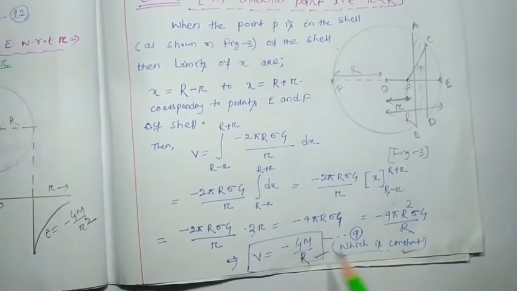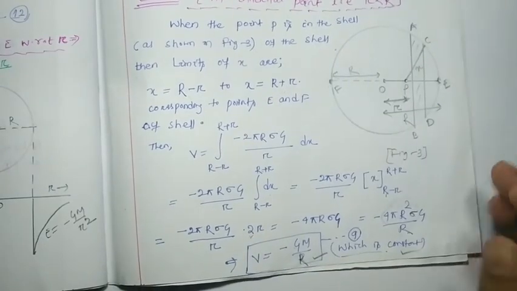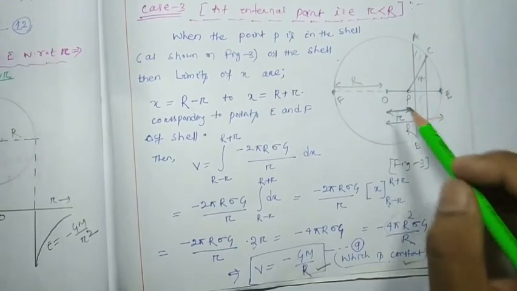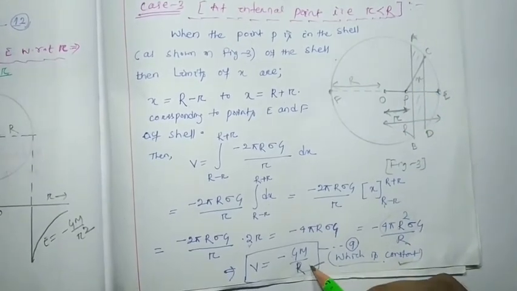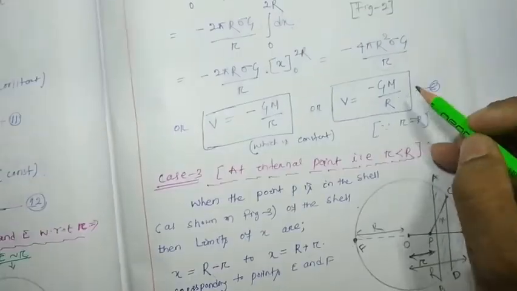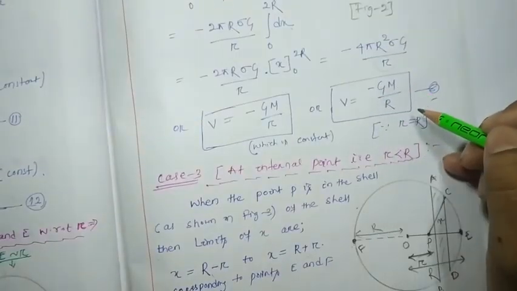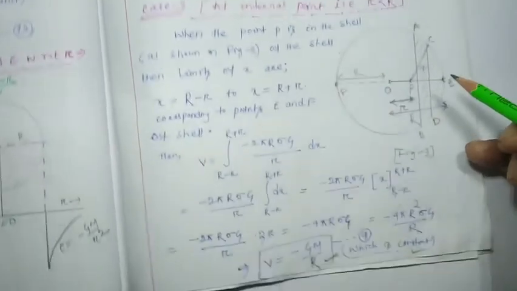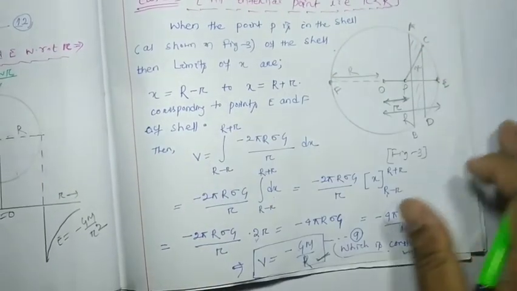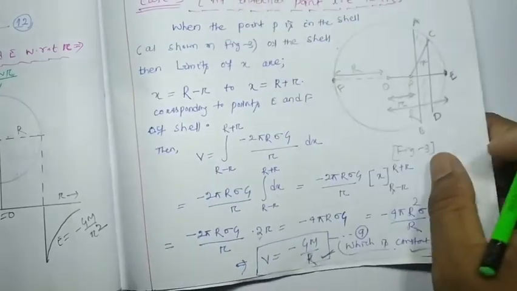This is the expression we found inside the sphere. So wherever inside the sphere we calculate the potential, it will be constant, and wherever on the surface it will also be constant. That means both on the surface and inside the surface, the potential is the same.